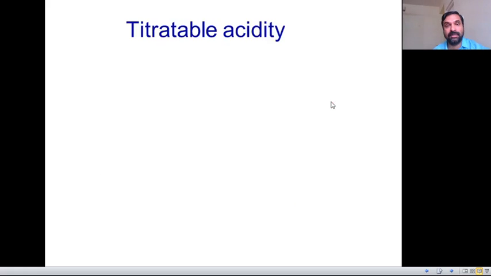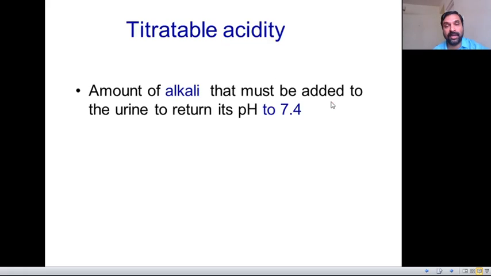Now titratable acidity. So what is titratable acidity? It is the amount of alkali that must be added to urine to return its pH to 7.4. It does not indicate the H plus concentration of our urine.